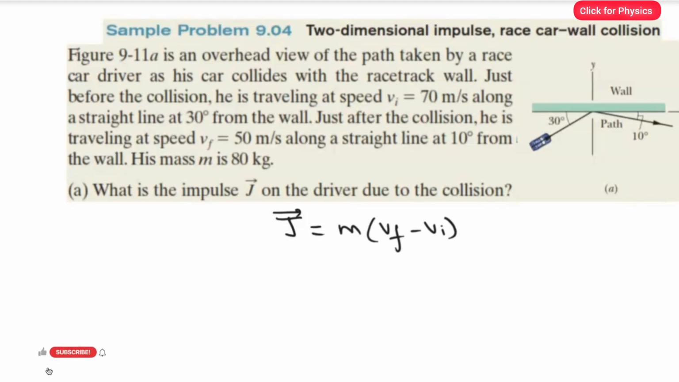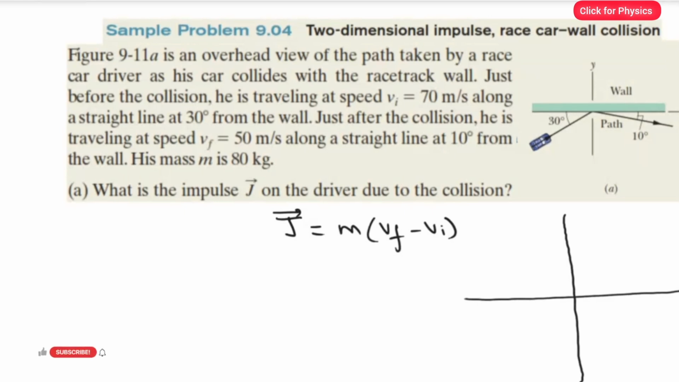Now the most important thing: we cannot substitute the values directly here because the initial speed as well as the final speed are different, and also the angles are different. So if you see this diagram from the overhead view, what is exactly happening here? Let's take this as the racetrack wall. Better I can just make the diagram like this.